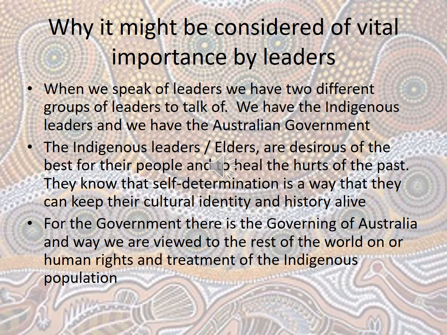We have two different groups of leaders to talk of. We have the Indigenous leaders and we have the Australian government. The Indigenous leaders, elders, are desirous of the best for their people and to heal the hurts of the past. They know that self-determination is the way they can keep their cultural identity and history alive. For the government, there's the governing of Australia and the way we are viewed by the rest of the world on human rights and treatment of the Indigenous population.